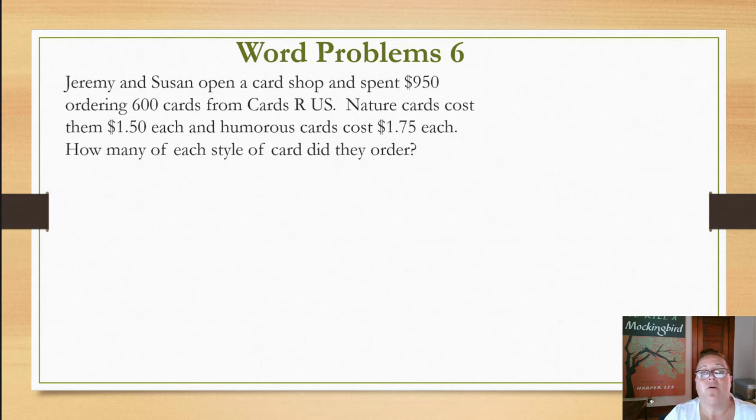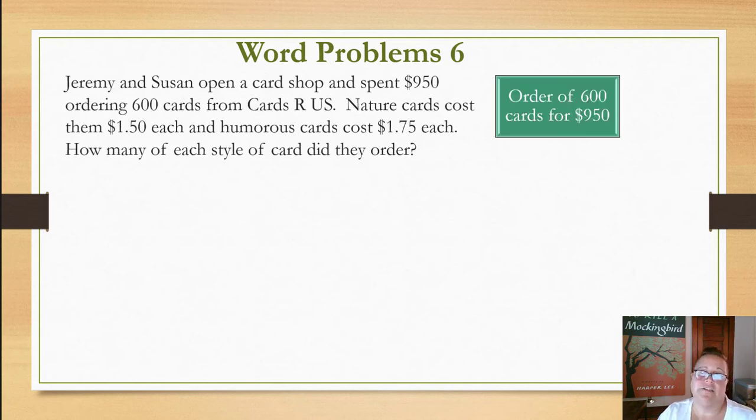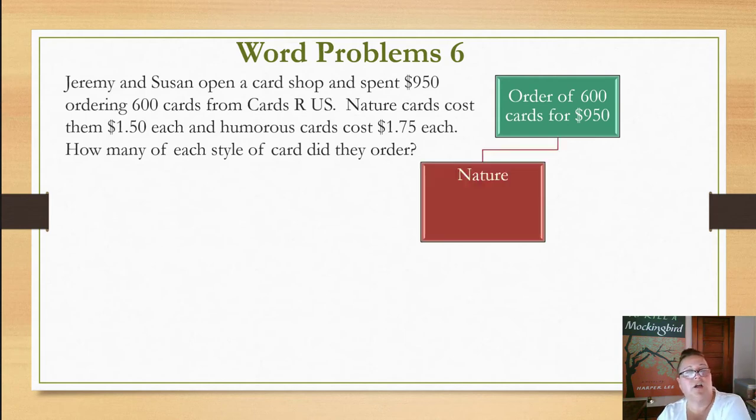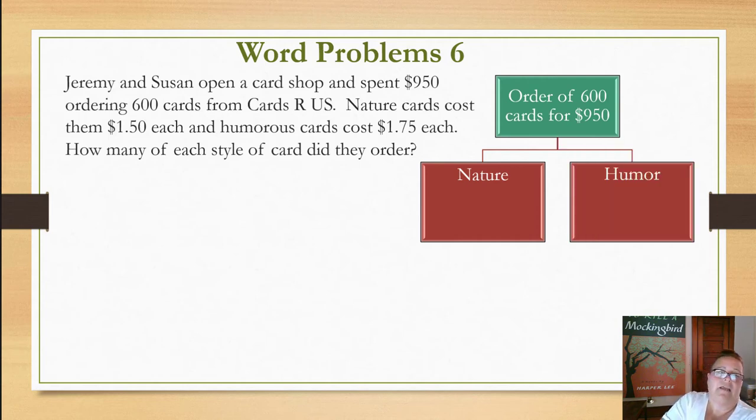We have an order of 600 cards for $950. We know the total number of cards ordered, and we know the total amount of money spent. Those totals are split between 2 different types of cards. On one hand, we have the nature cards, and on the other hand, we have the humor cards.